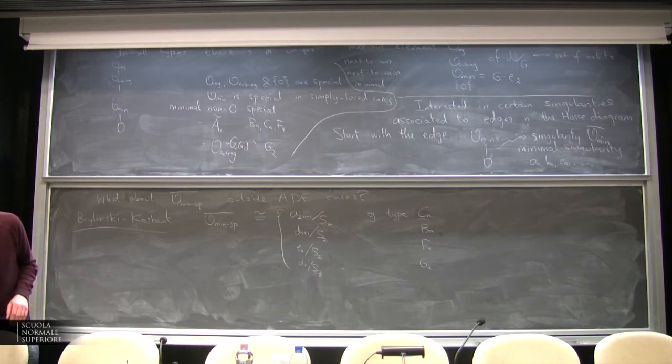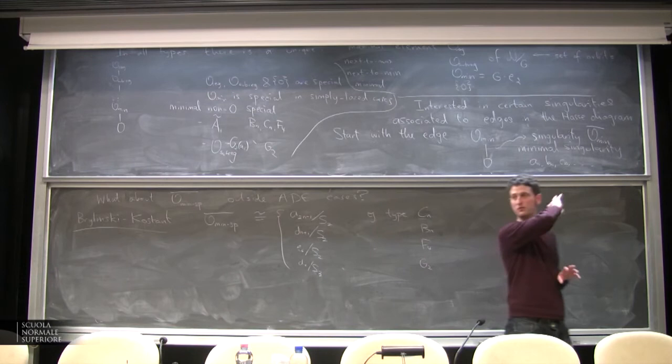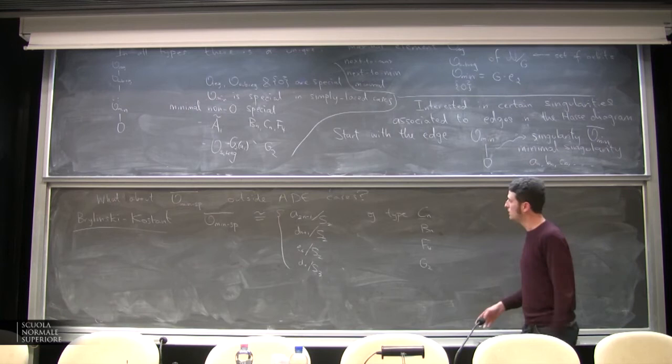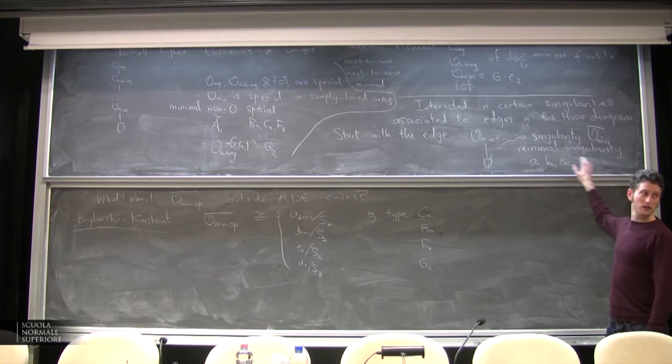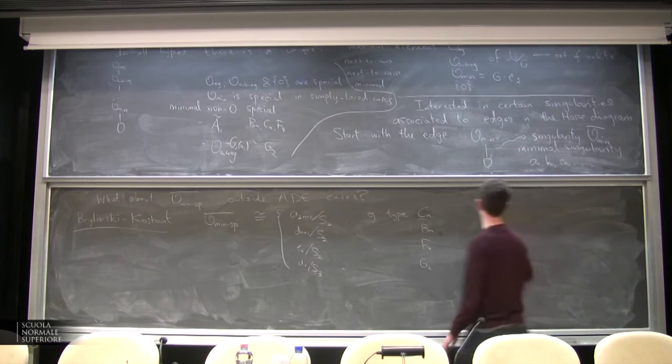Okay, so in the Hasse diagram of all of the special nilpotent orbits, we have this edge right at the bottom. And right at the bottom, we have one of these singularities, either AN, DN, E6, E7, E8. So we have one of the simply laced cases.